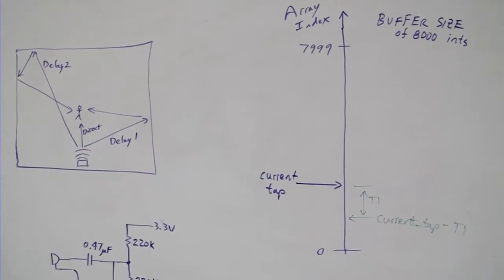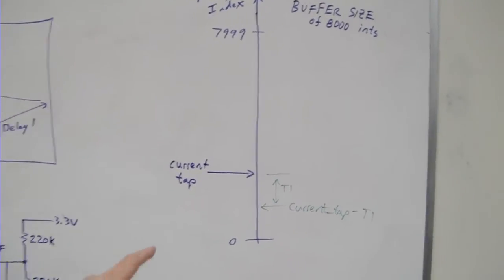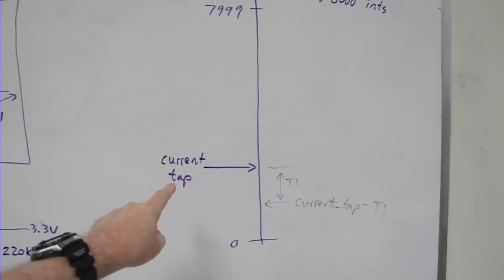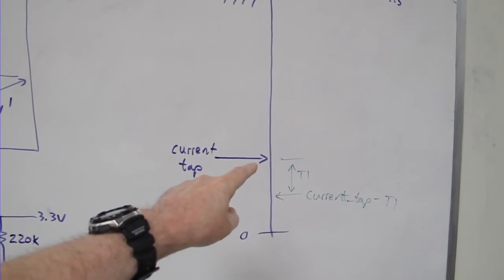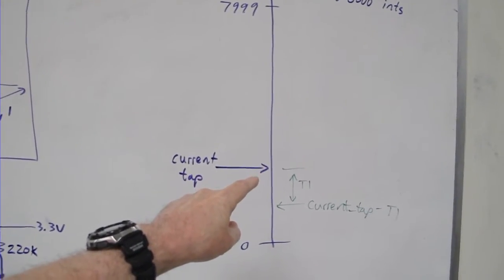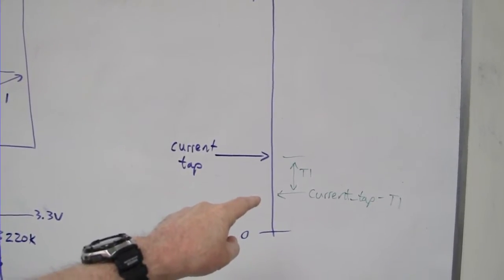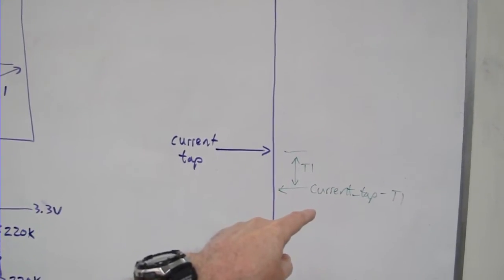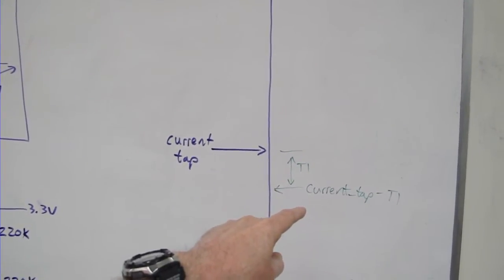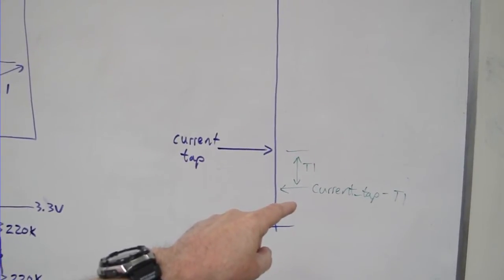So in this example, the program has been running for a little bit of time, and there's a current tap right here that will write the current value from the A to D converter into that location. Then what we'll do is subtract off a certain amount from that to pull out an older value, which we will then add to the current value, as you'll see in the code, and put that out to the D to A converter.